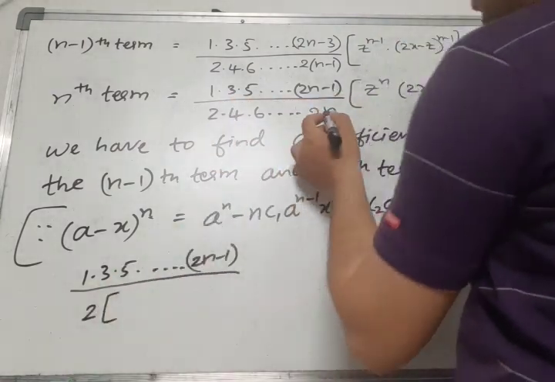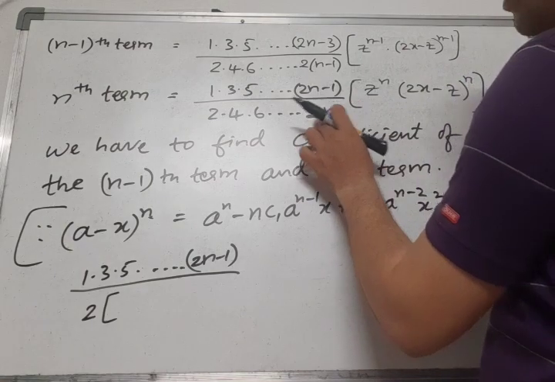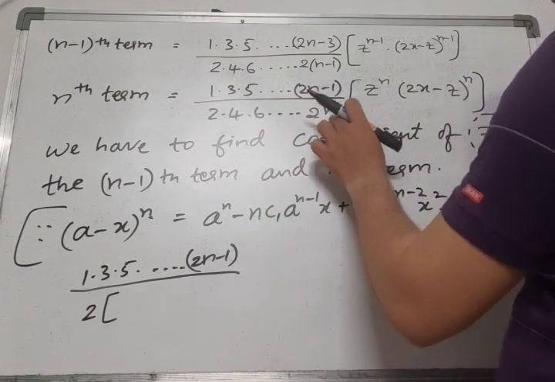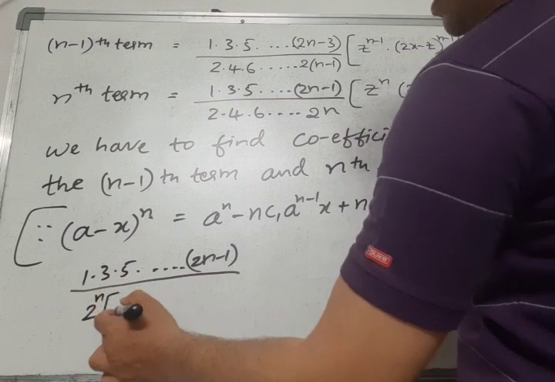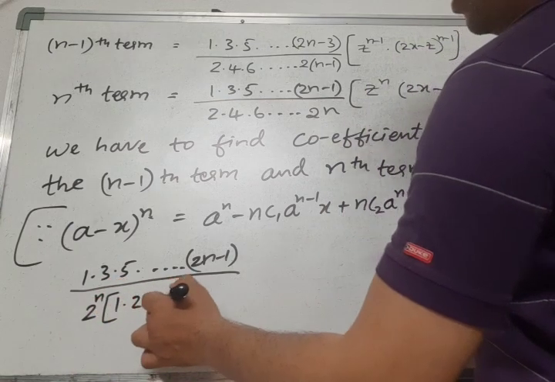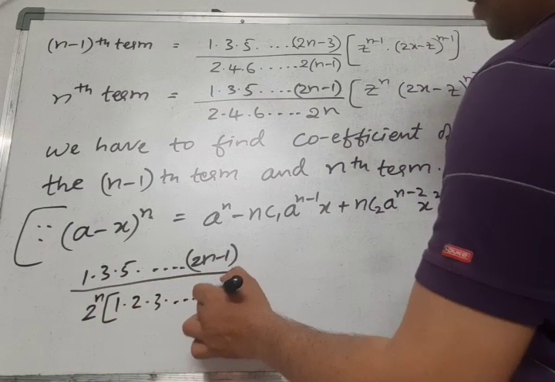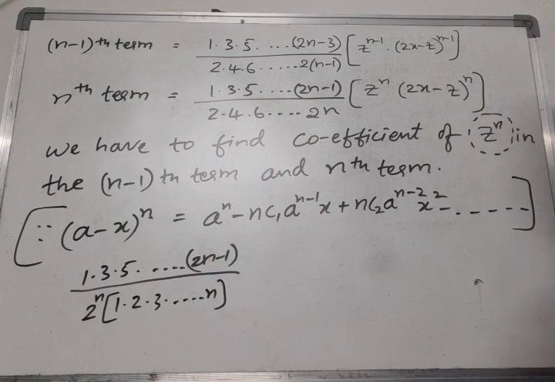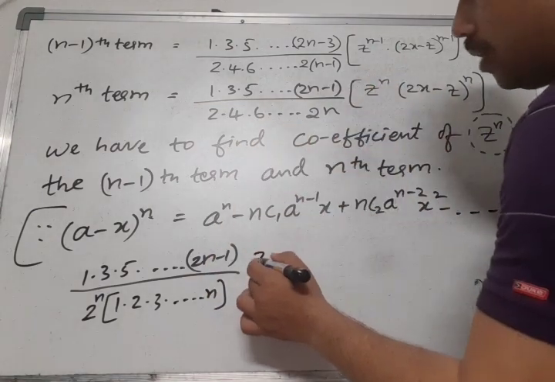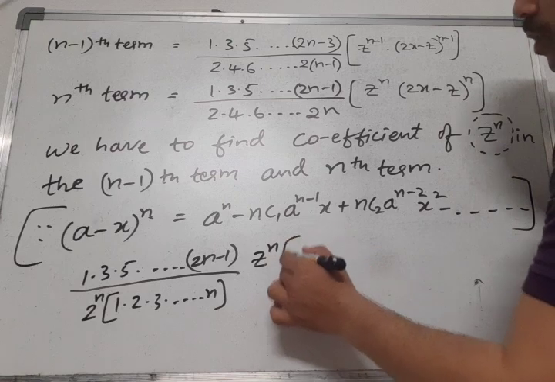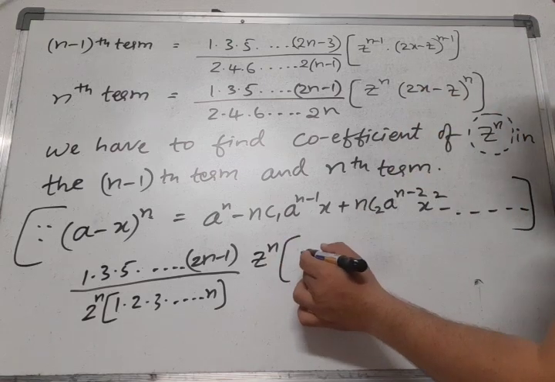So how many terms are there? 2n, n times. 2 is repeated n times. So 2 to the power of n into 1 into 2 into 3 and so on up to n. Okay, z power n is there, so I write it down as it is, z power n into, expand this one now. What will you get?